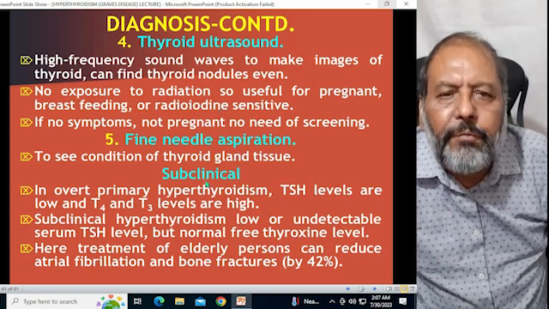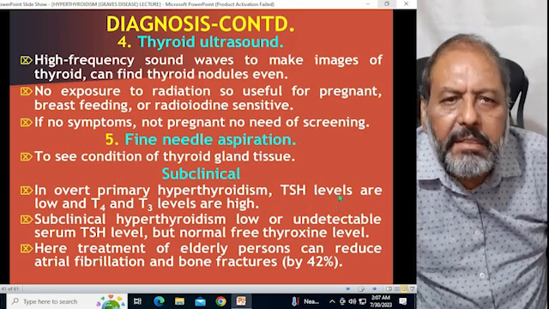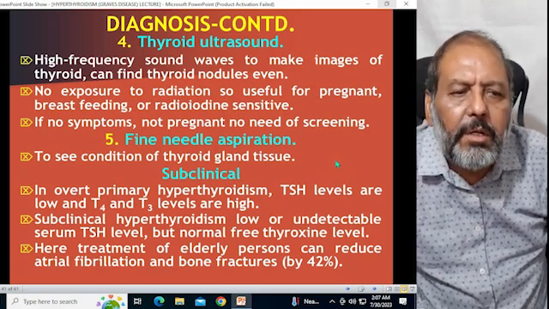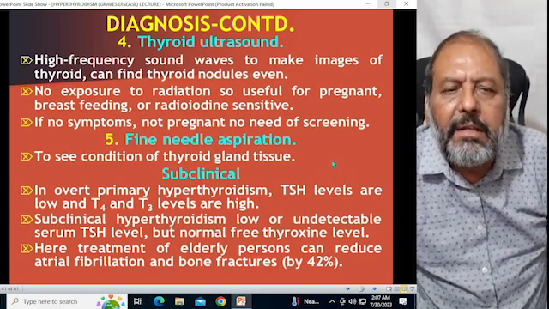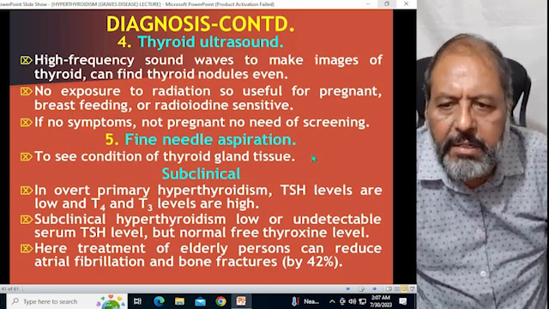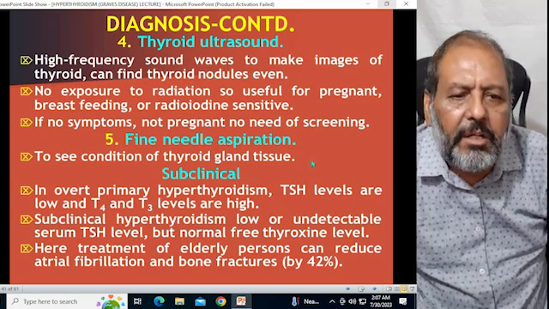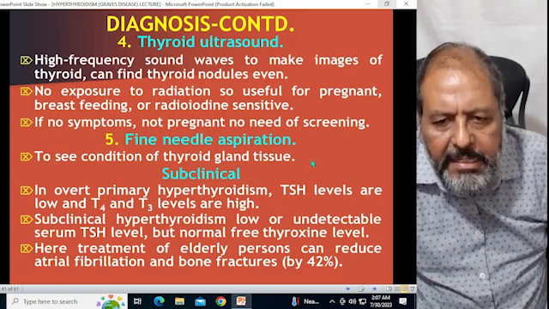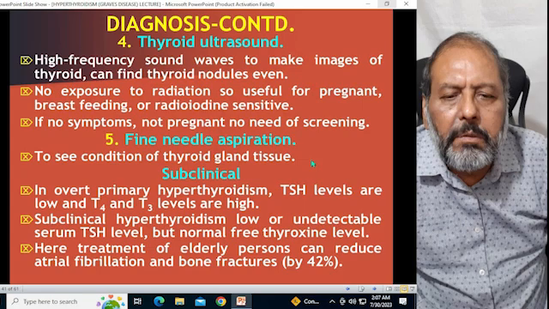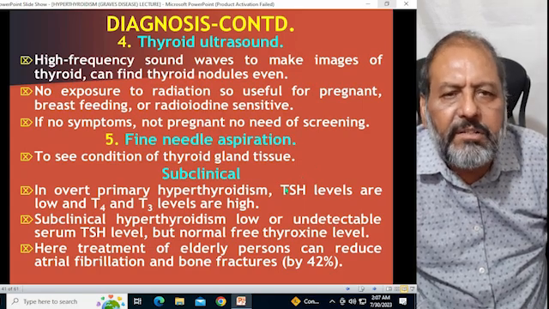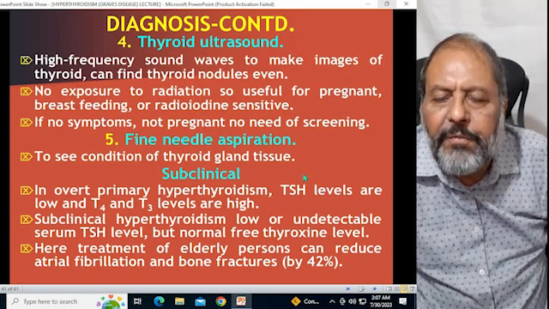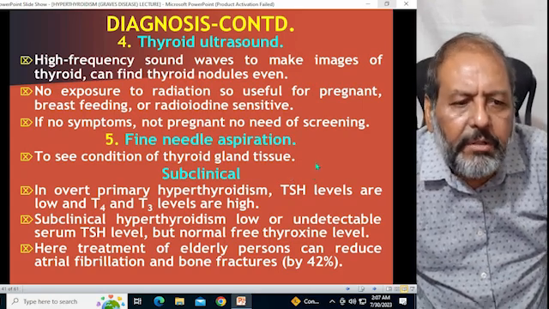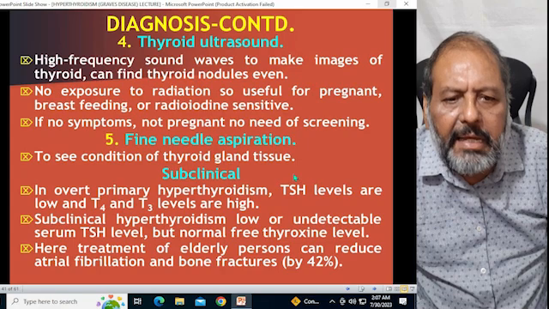Now, the fourth parameter in diagnosis is thyroid ultrasound. High frequency sound waves are used to make images of the thyroid and can find thyroid nodules. There is no exposure to radiation, so it is useful for pregnant and breastfeeding women and those who are radioiodine sensitive. If there is no symptom and the patient is not pregnant, there is no need for going for screening like this.